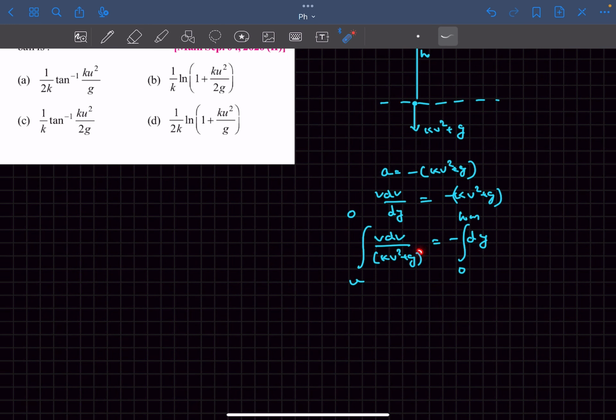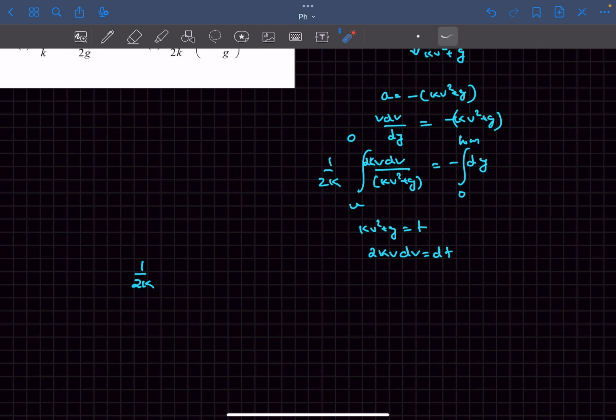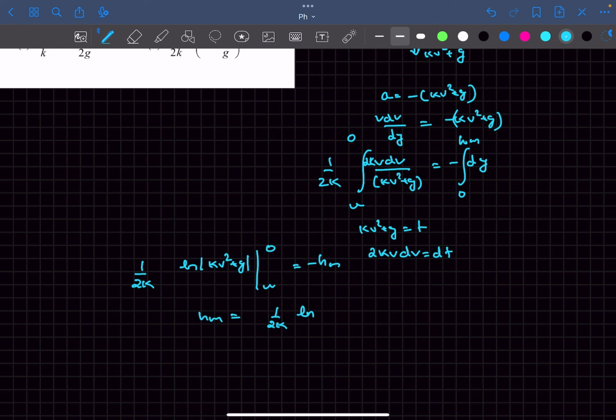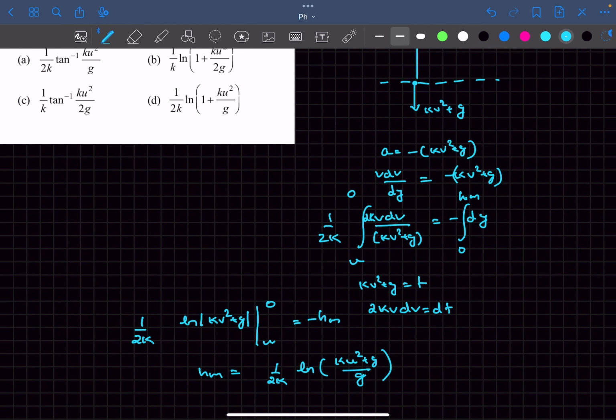So if I substitute the denominator, k v square plus g, as some t, then I get, so I'm going to multiply the numerator with 2k. So the denominator is going to be 2k. So now it's simply going to be dt upon t, which is just log, right? So this is going to be log of k v square plus g. So the h max comes out to be 1 upon 2k ln of (k u square plus g) upon g. And that comes out to be option D.